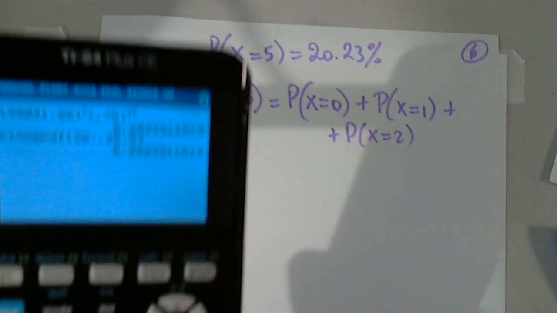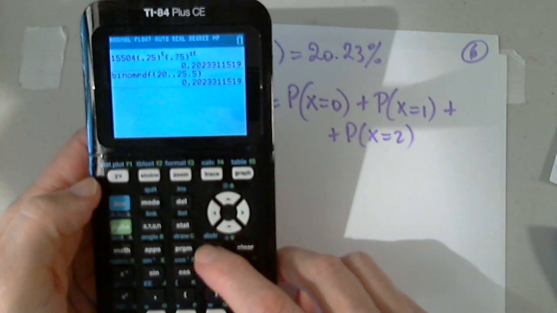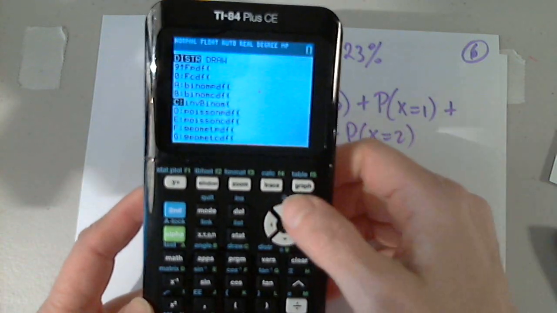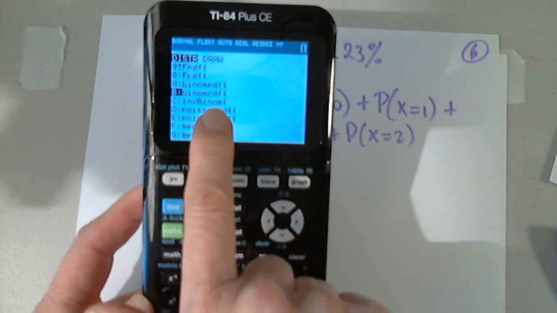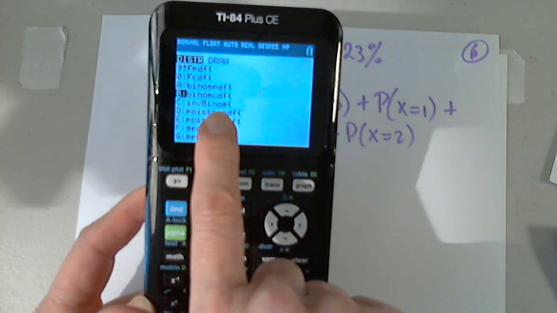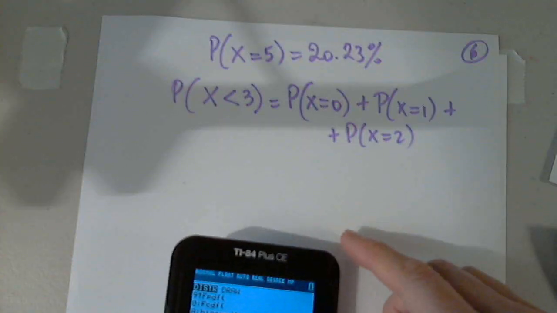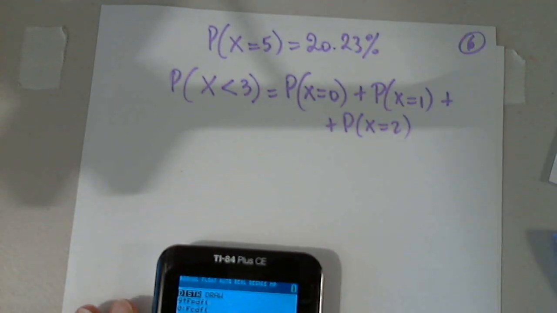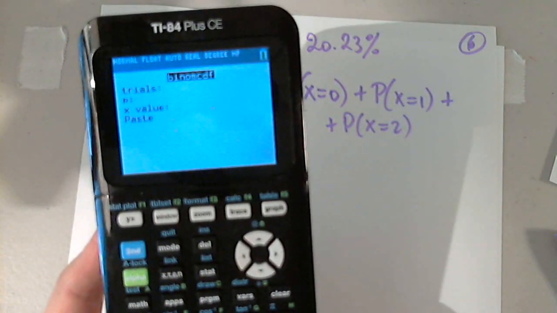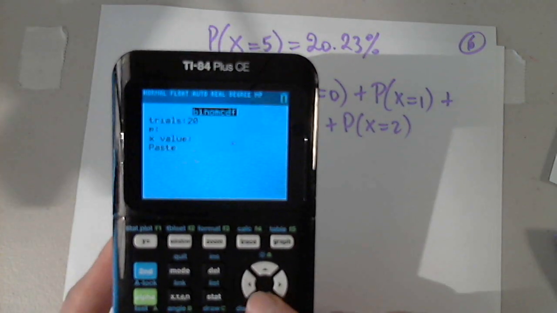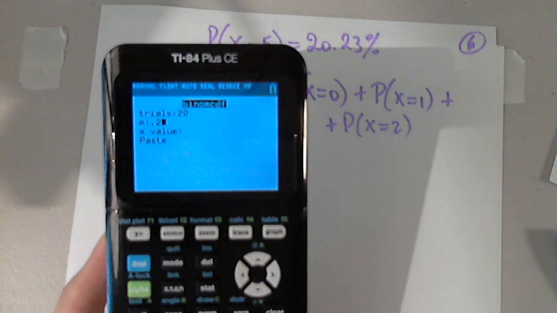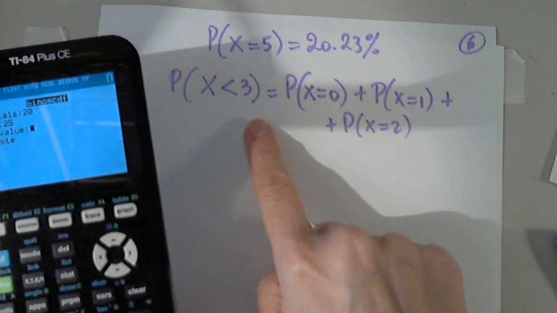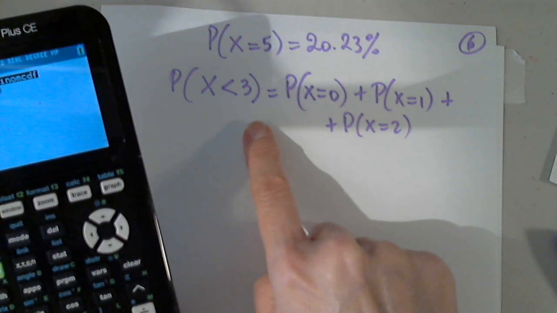This time, second in distributions, of course I should have thought of looking there. We are going to use probability Cdf, cumulative, because this time we want the calculator to add 3 different probabilities. So let's see. Trials 20, probability 0.25, and the value should be written as 2.